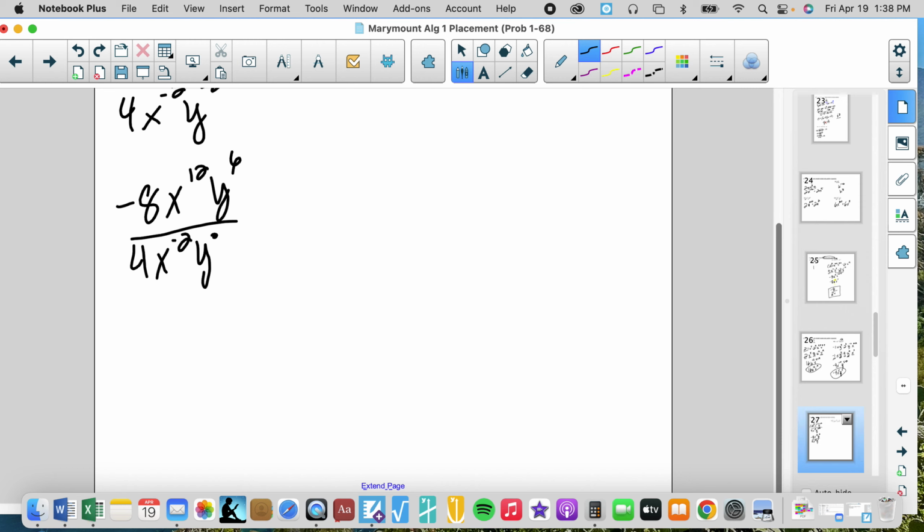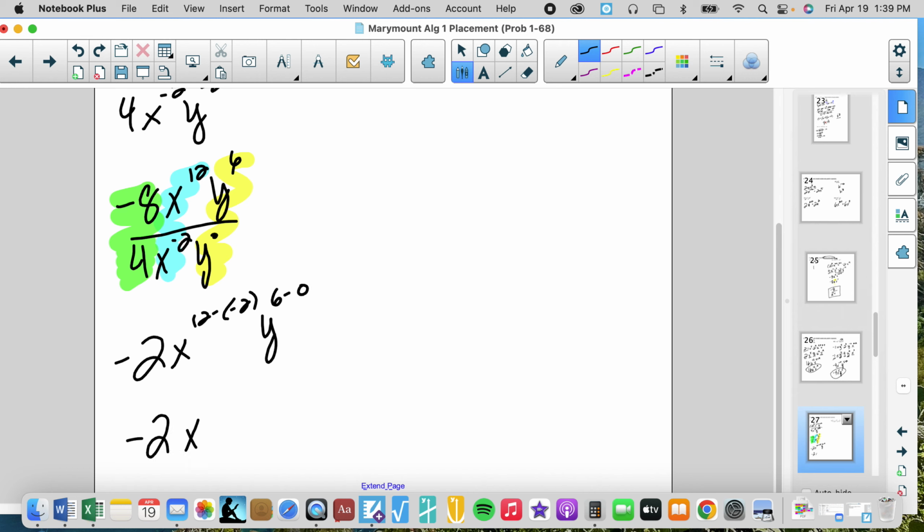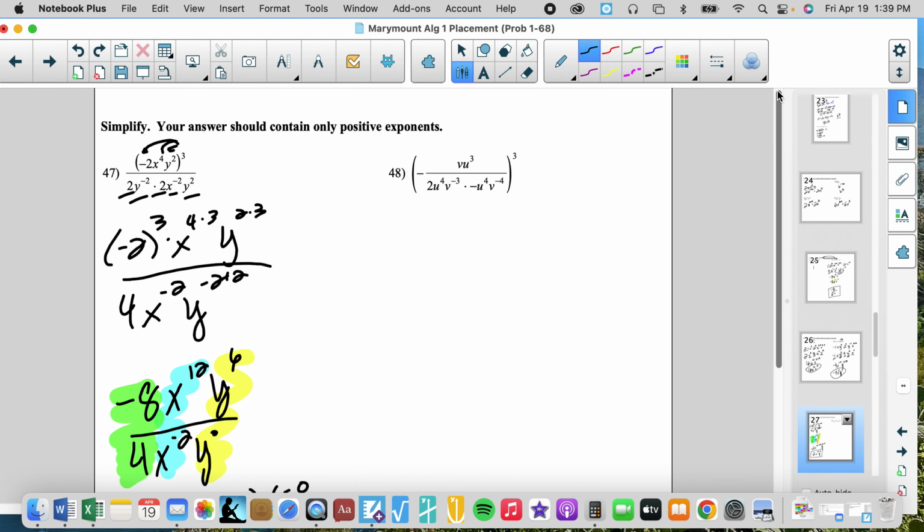So we're going to deal with the coefficients again. These are going to be dealt with differently from like bases. That is dividing. So negative 8 over 4 is negative 2, x to the 12 minus negative 2, y to the 6 minus 0: negative 2, x to the 14th, y to the 6th is our answer. That's a good one. That's just good for technicalities and all the little nuances that come with simplifying with exponents.